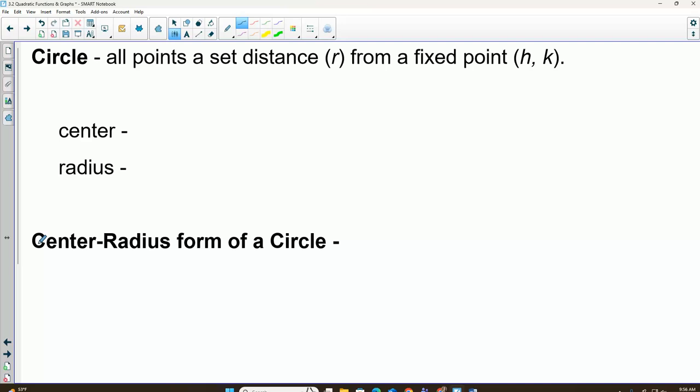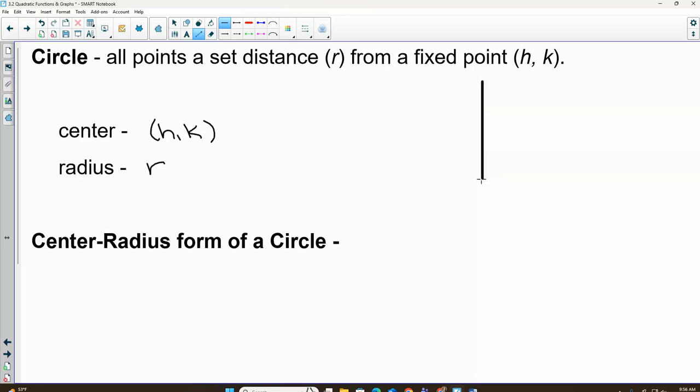So circles show up a lot on the ACT, and I know that usually you don't get to it in geometry or algebra 2, so I wanted to show it to you guys so you have a little bit of a background. A circle is all points that are a set distance r from a fixed point h,k. Your center is that h,k. The radius is your r.